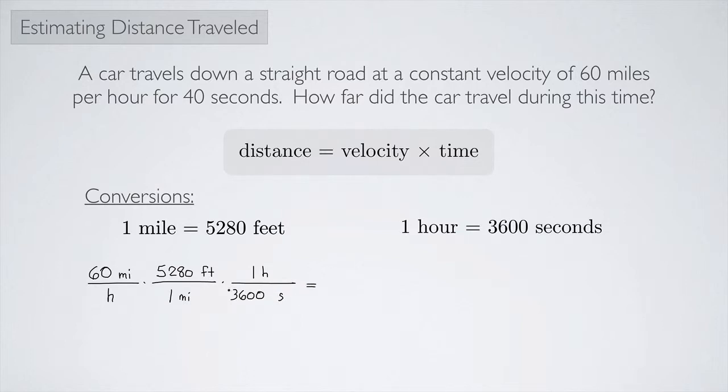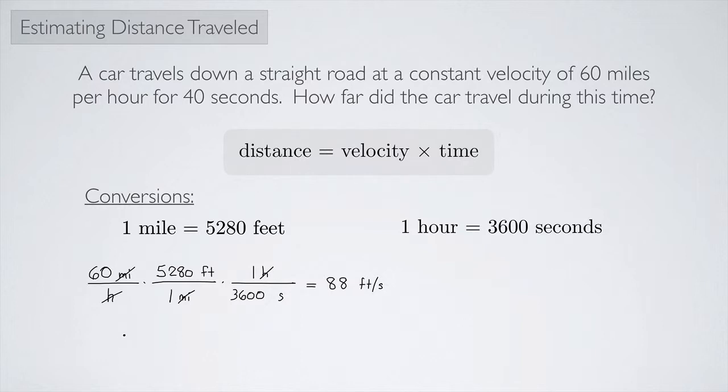And so if you multiply all this out, you see that the miles end up canceling, the hours end up canceling, and I'm left with feet per second. So I'm going to do 60 times 5,280 divided by 3,600. When you do this unit conversion, you end up getting 88 feet per second. So now that I have units that make sense, now I can actually calculate my distance.